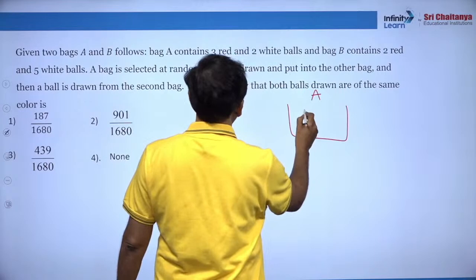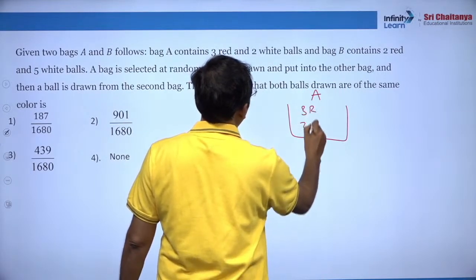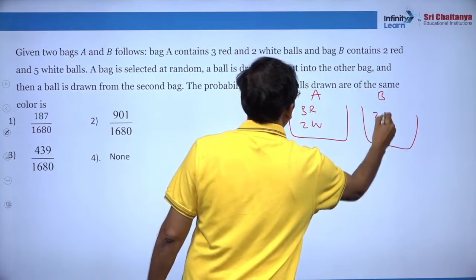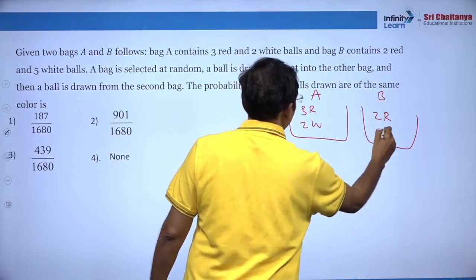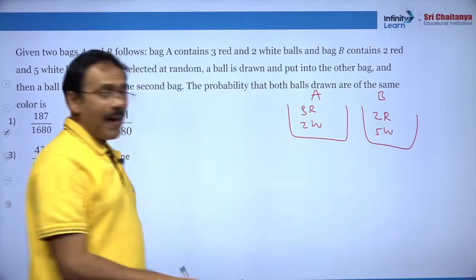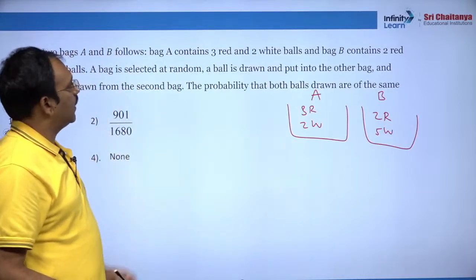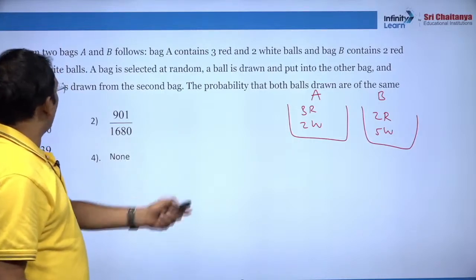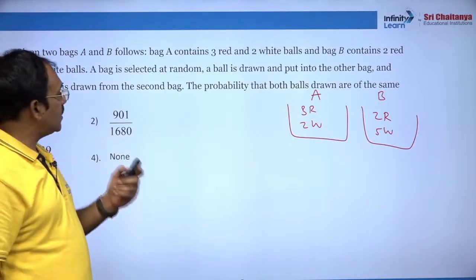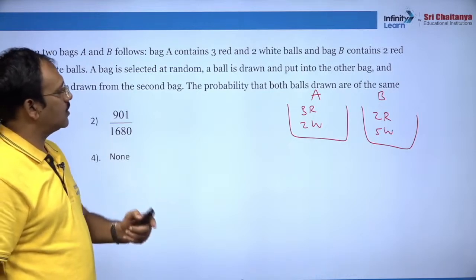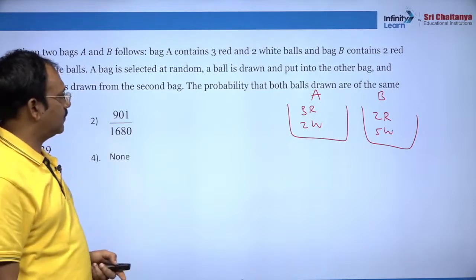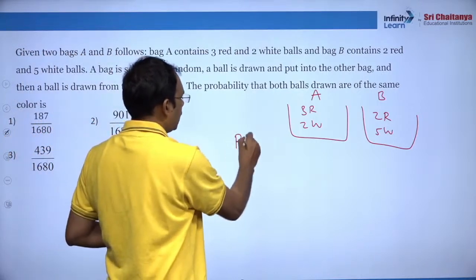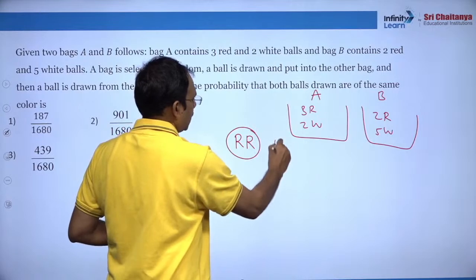Bag A contains 3 red and 2 white balls. Bag B contains 2 red and 5 white balls. Fine. A bag is selected at random, a ball is drawn and put into the other bag, and then a ball is drawn from the second bag. What is the probability that both balls drawn are of the same color? That means both red or both white.